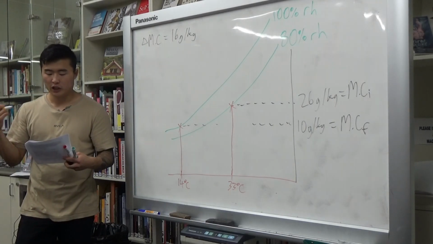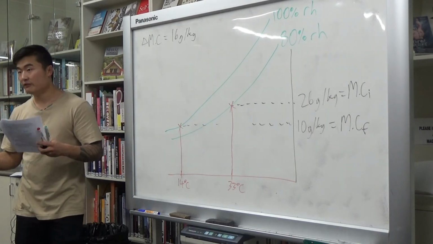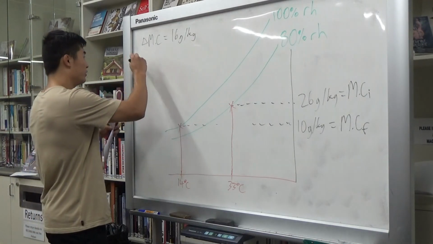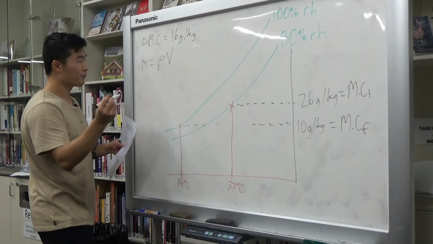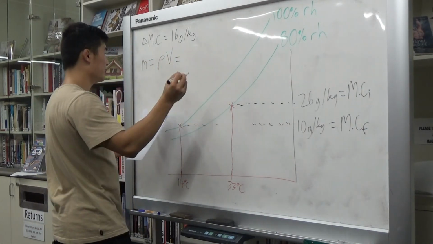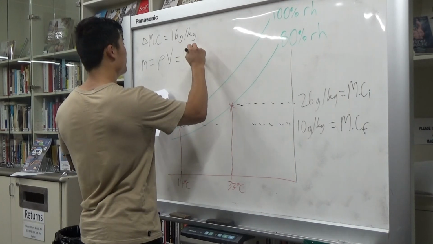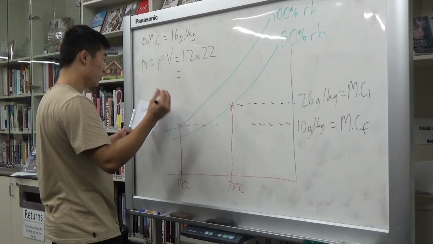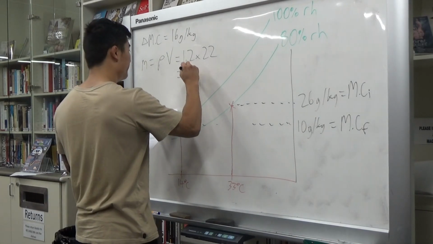So we've been given the volume of air, and we've also been given the density. So if we have volume and density, we can calculate the mass. So mass is equal to density times volume. So the density of dry air is 1.2 and the volume is 22. So the mass of air is going to be 26.4 kilograms.